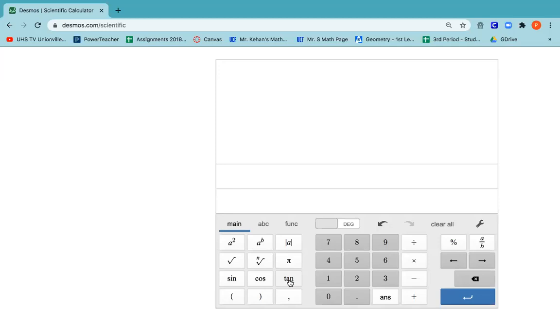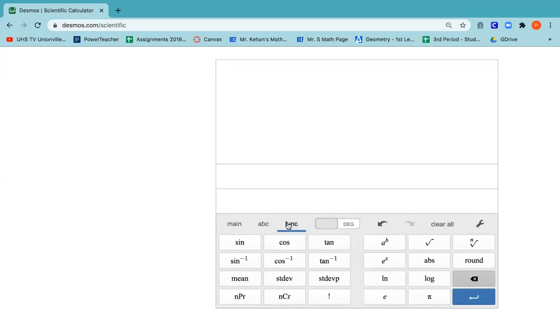What I need to do is first make sure I understand: am I working in degrees or radians? Right now I'm in degrees. If I wanted to go to radians, I'd hit over. So I'm going to go back to degrees. And if I want to use the inverse functions, I have to select the function tab and work with these three functions right here.